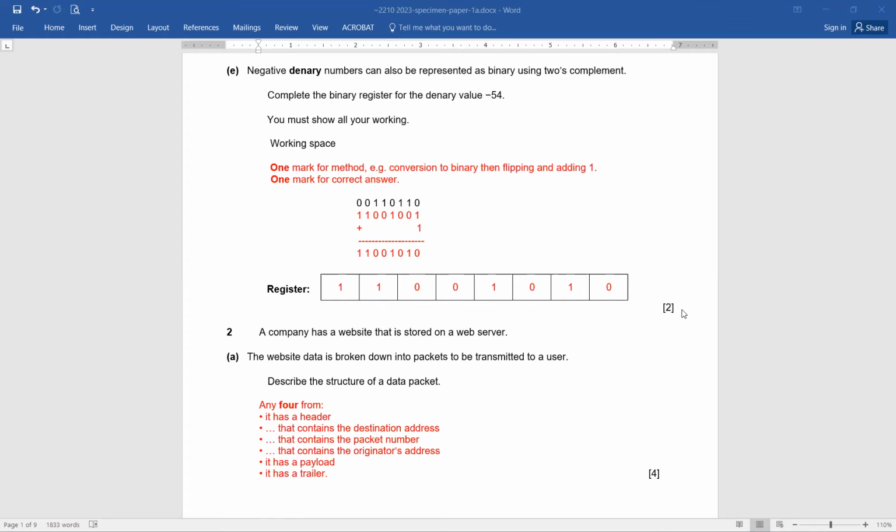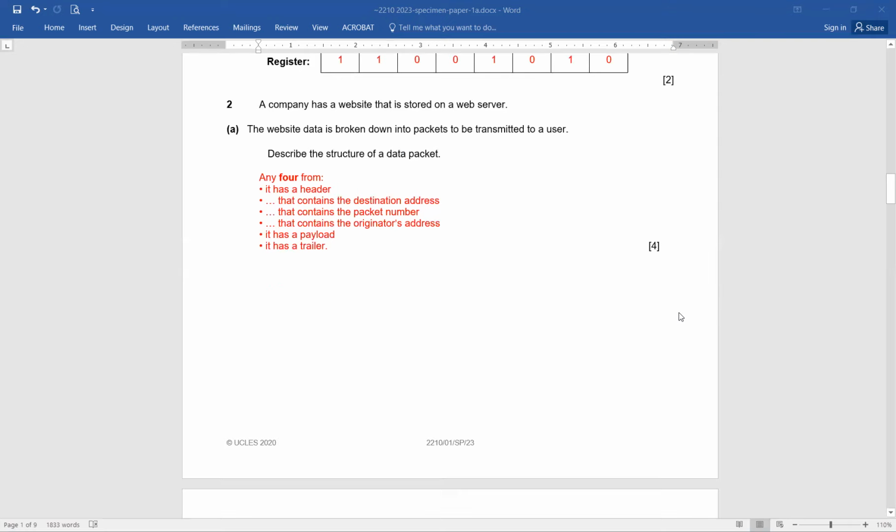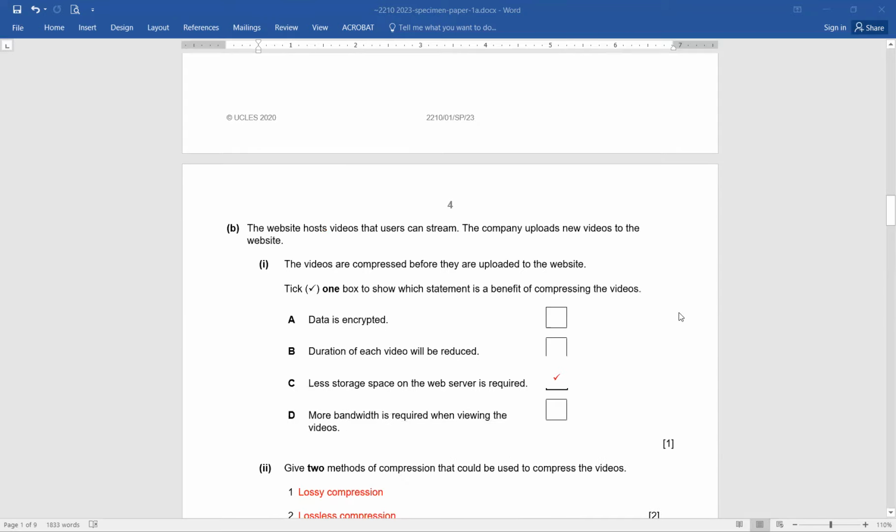So if you have mentioned these explanations, a little bit of the explanation along with the keywords, which are the parts of your data packet, like header, payload, and trailer, then definitely you will be able to score 4 out of 4 very easily. Part B. The website hosts videos that users can stream. The company uploads new videos to the website. The videos are compressed before they are uploaded to the website.